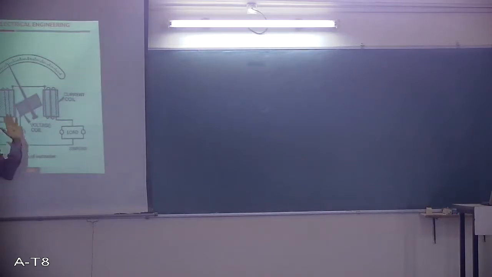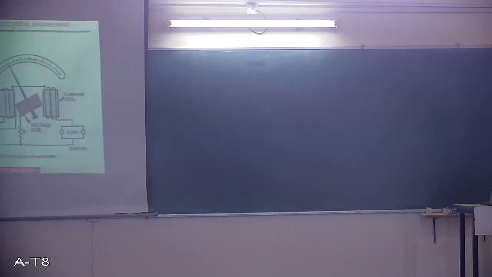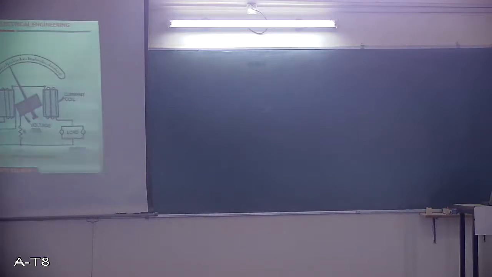Basically this is a dynamometer type of wattmeter. Dynamometer type instruments can work with AC as well as DC. So this instrument can measure the power consumed by the load in an AC circuit as well as in a DC circuit. That is the speciality of the dynamometer type of wattmeter. So what does it consist of? A wattmeter necessarily consists of two main things.